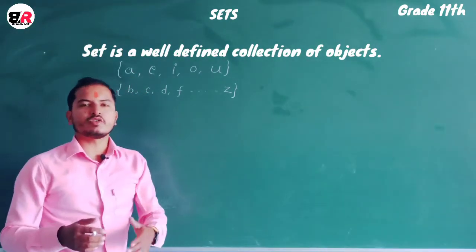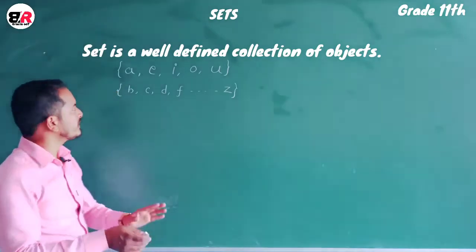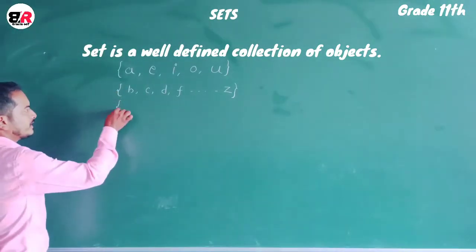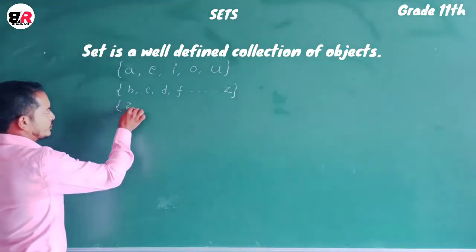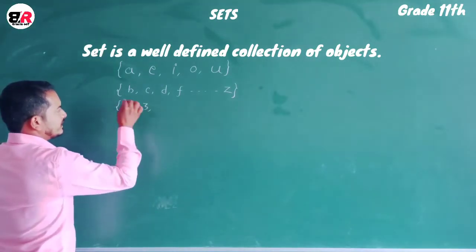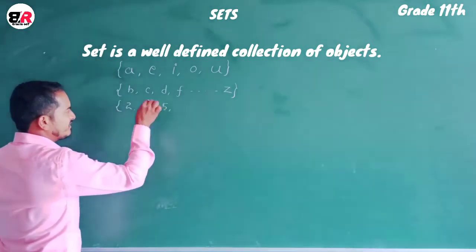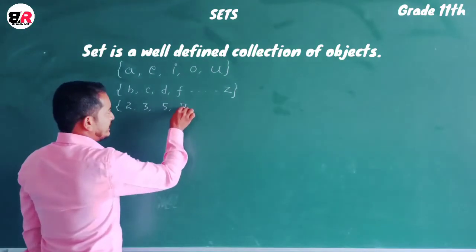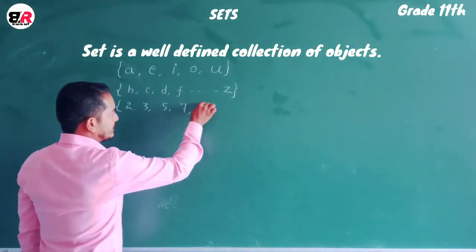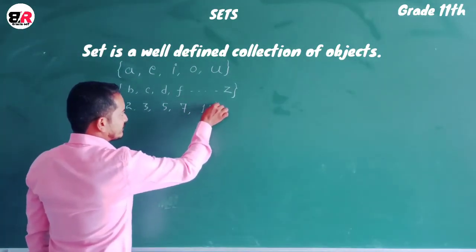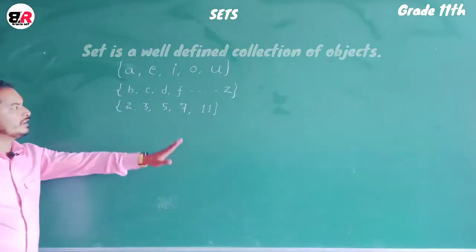Another example, the set of first 5 prime numbers. The first prime number is 2, then 3, then 5, then 7, then 11. These are the first 5 prime numbers in the number system.